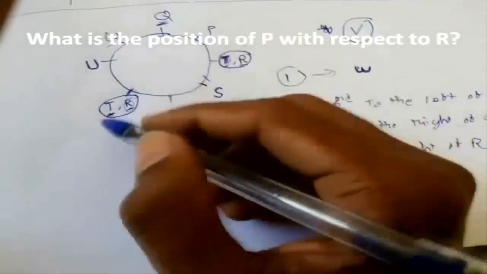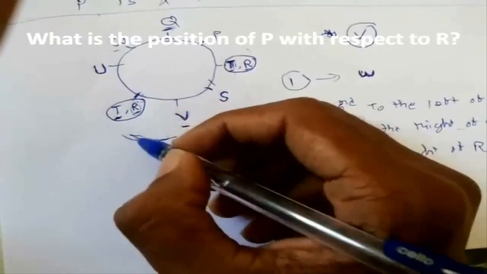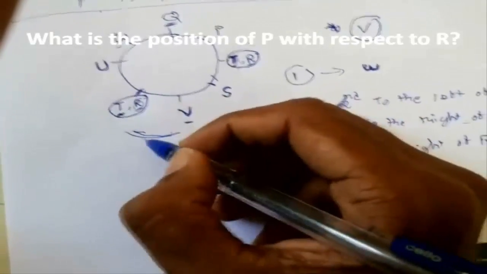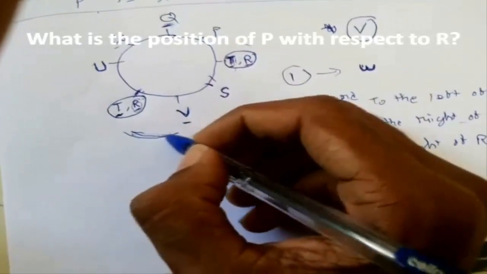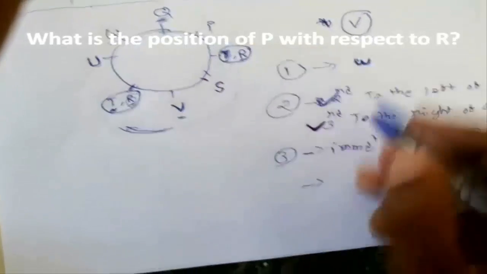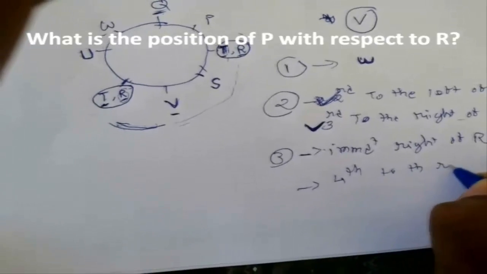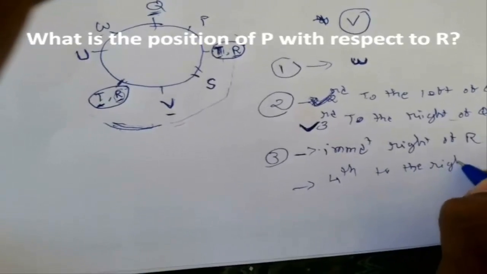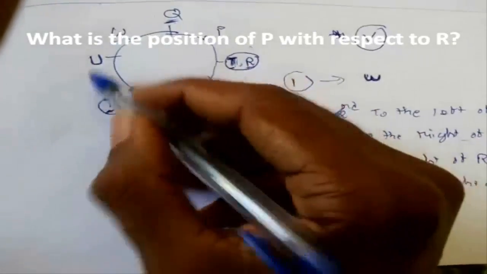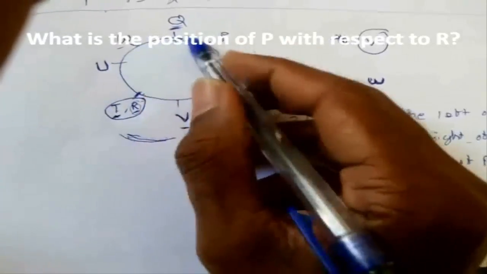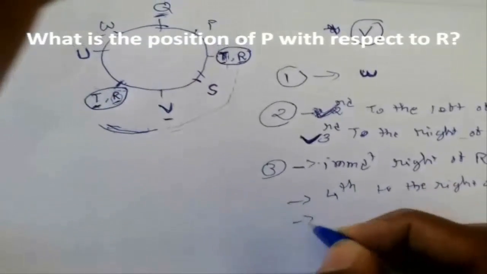P is exactly in front of R, so if we move in anti-clockwise direction from R, 1, 2, 3 and 4, P is fourth to the right of R. Or if we move in a clockwise direction, we can also say 1, 2, 3, 4. So P is fourth to the left of R.